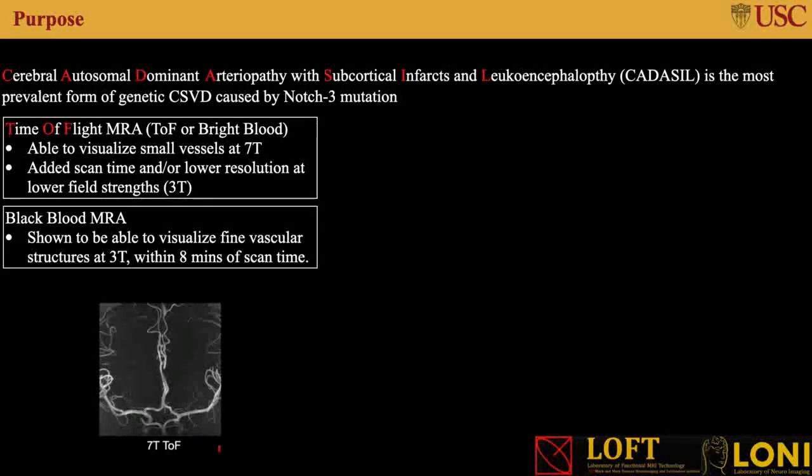In contrast, it was shown that black-blood MRA could reveal fine vascular structures at 3T with a scan time a bit more than just 7 minutes, and if we compare the resulting images, we can see more small vessels at 3T black-blood MRA than 7T TOF.